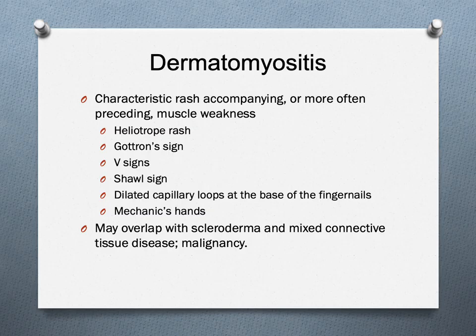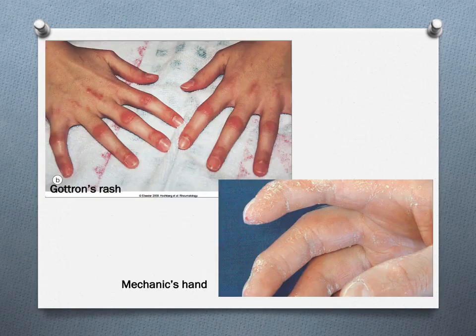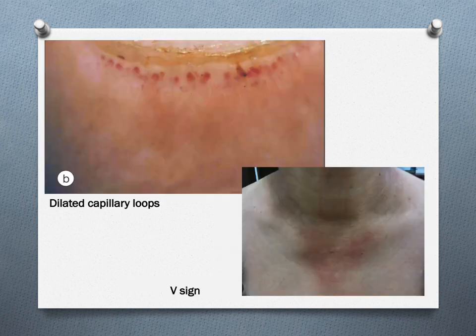This is also more commonly associated with malignancy, especially in those patients with myositis-specific antibodies such as anti-NXP2 and anti-TIF1. So this picture shows the characteristic heliotrope rash, the reddish purple or violaceous discoloration on the upper eyelid of the patient. This is the Gottron's rash, the erythematous rashes over the knuckles or the extensor surfaces of the hands of the patient, the mechanic's hands, the dilated capillary loops, and the V sign over the upper chest of the patient.